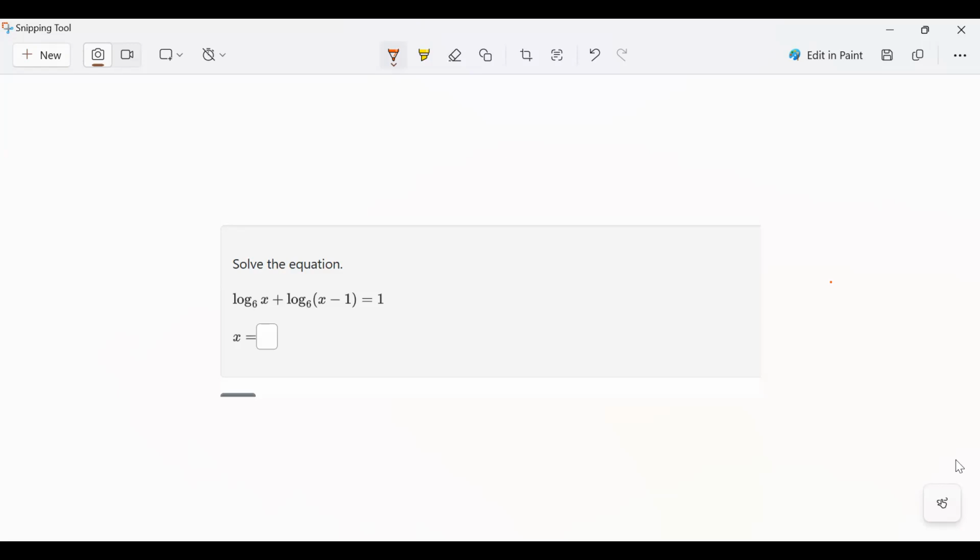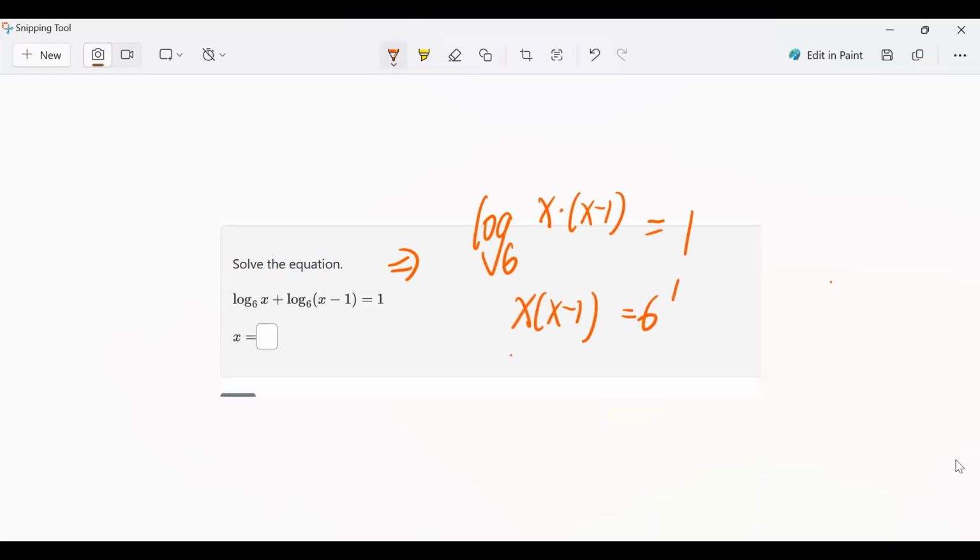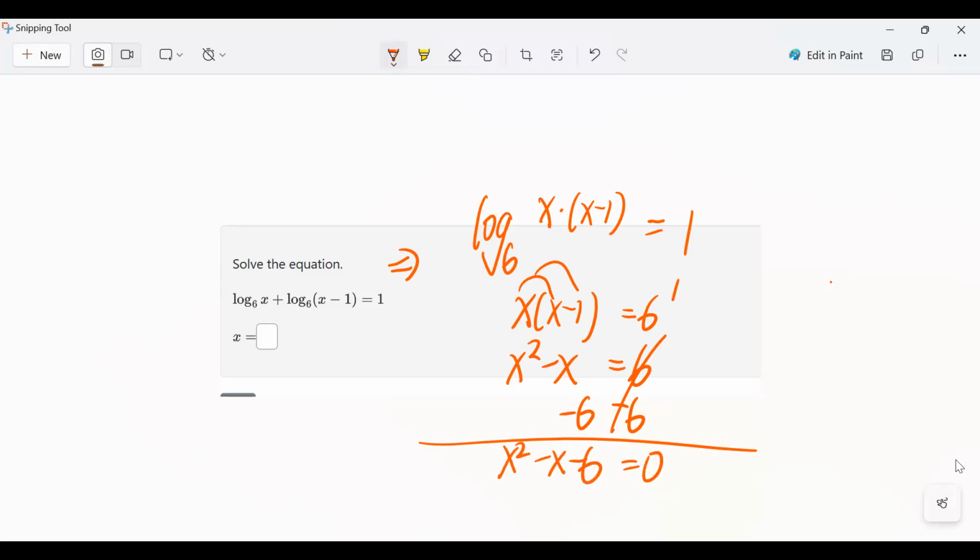Let's go over the solution. So first of all, we turn it into one logarithm with base 6 for x times x minus 1. Okay, then equal to 1. Then we turn it back to exponent: x times x minus 1 equals 6 to the first. And we can distribute it, right? x squared minus x equals 6. Now subtract 6 from both sides of the equation, and we get x squared minus x minus 6 equals 0.